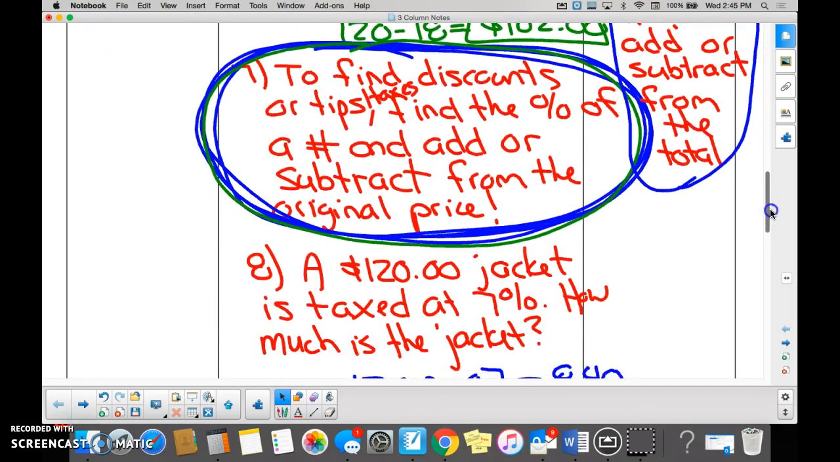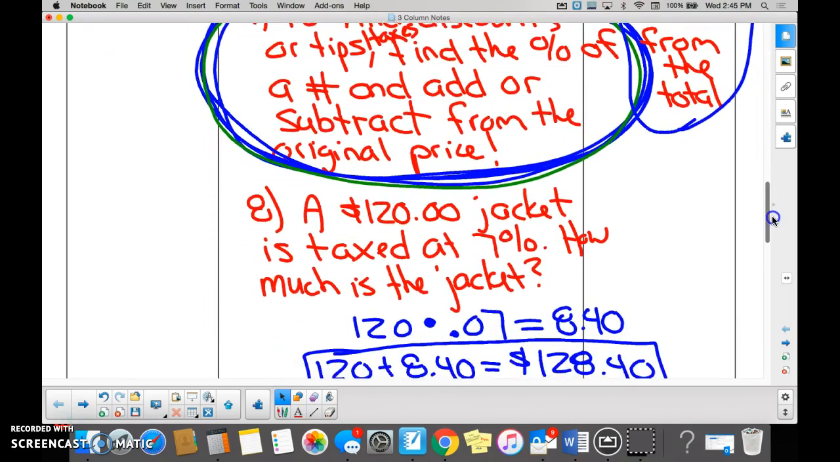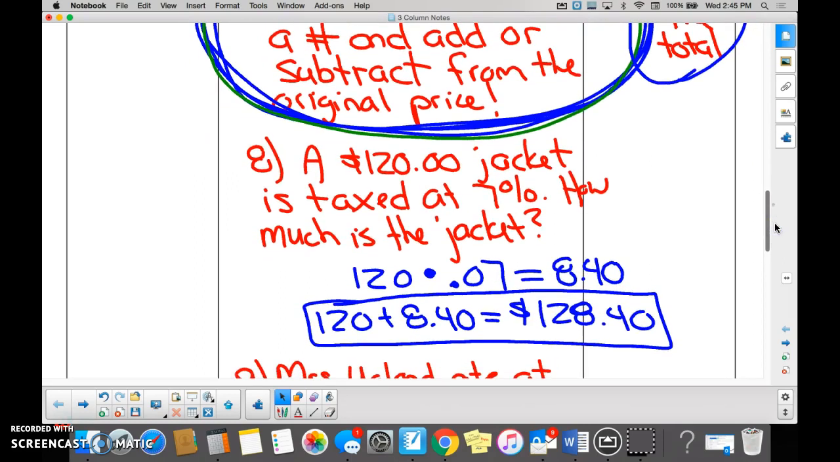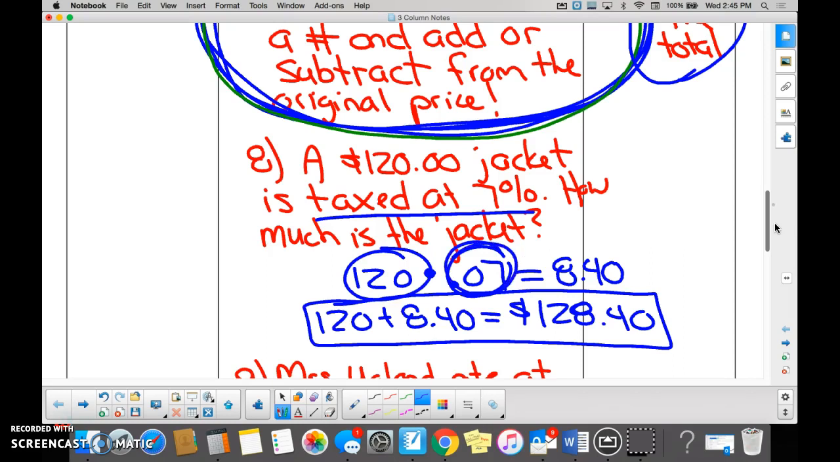So we have a $120 jacket on the rack for sale. It is taxed at 7%. We have to find 7% of our number. 7% of 120, right? Why did I say this is 0.07, by the way? Because 7% is the same as 0.07. Yes. And can we ever use percents to calculate? No. So 120 times 0.07 is 8.40.